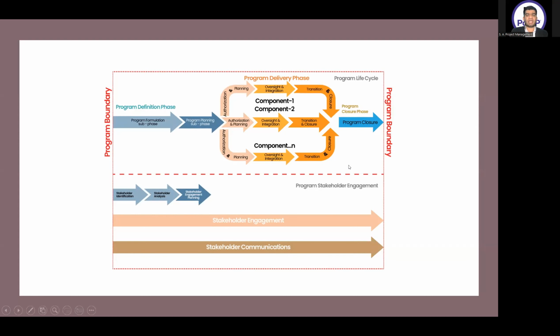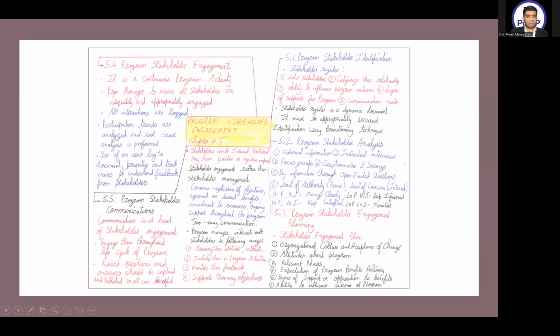So our next, second last domain is program stakeholder engagement. It's one of the easiest domains. A lot of questions will come and we must be able to answer them correctly. Here we are doing three critical steps: stakeholder identification, stakeholder analysis, and stakeholder engagement planning. We will make a stakeholder register, then we will polish it, update it during the analysis, power interest grid and stakeholder map, and then we will make the stakeholder engagement plan.